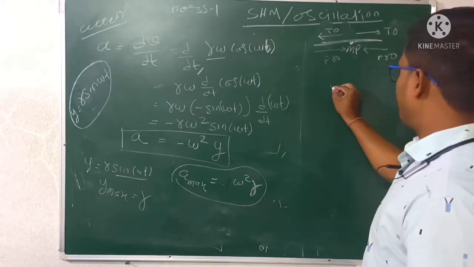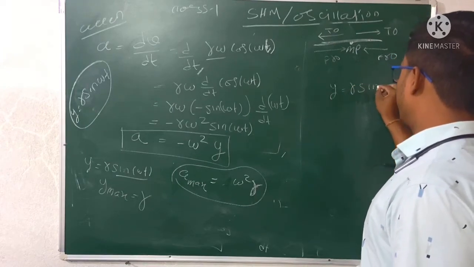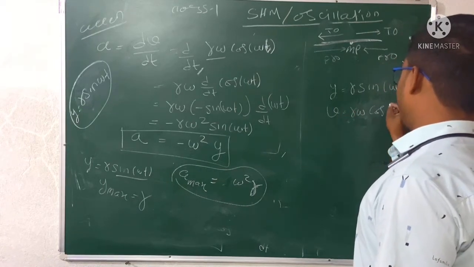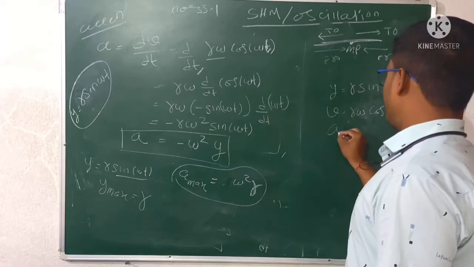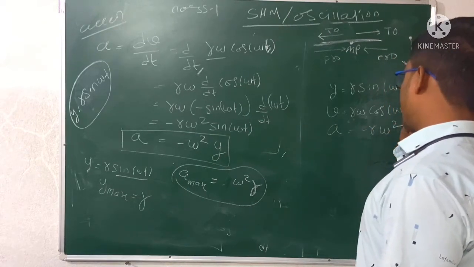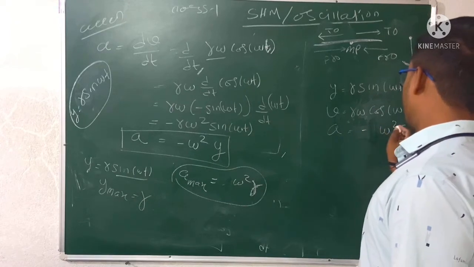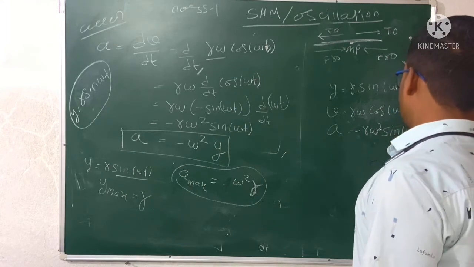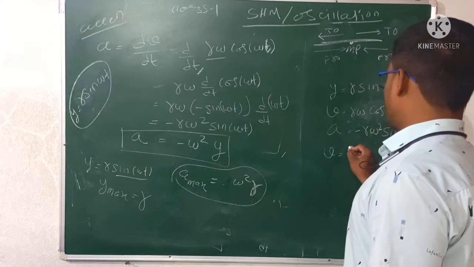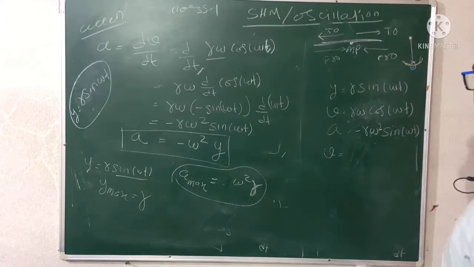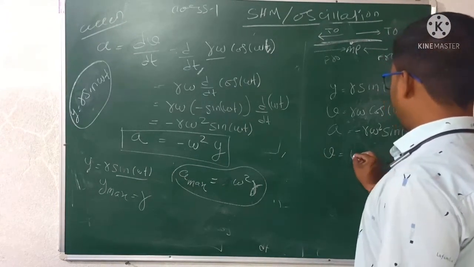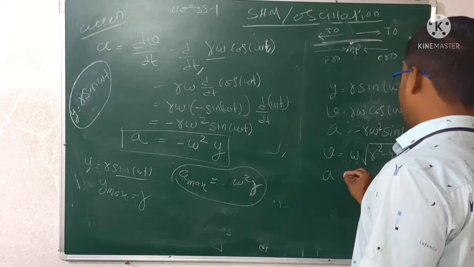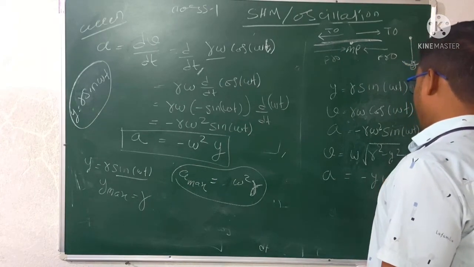Okay, so what is the position? y equals r sin omega t. What is the velocity? That is r omega cosine omega t. And what is the acceleration? That is minus r omega square sine omega t. What is another expression of velocity? That is omega into the square root of r square minus y square. Another expression of acceleration is minus y omega square.